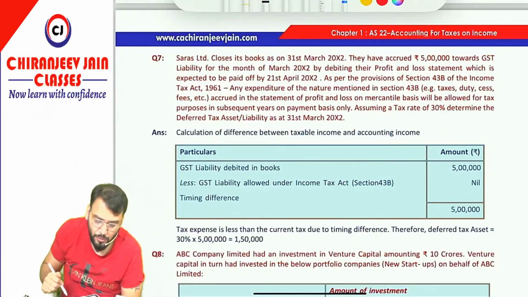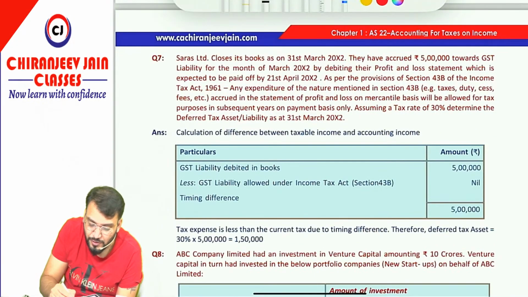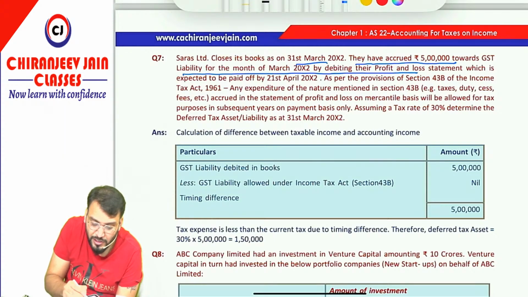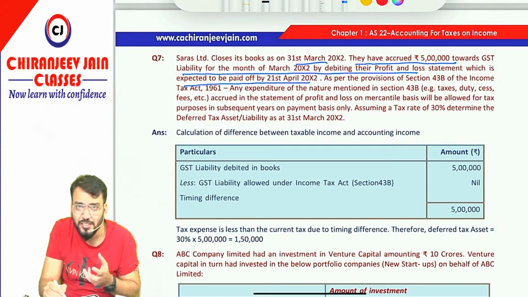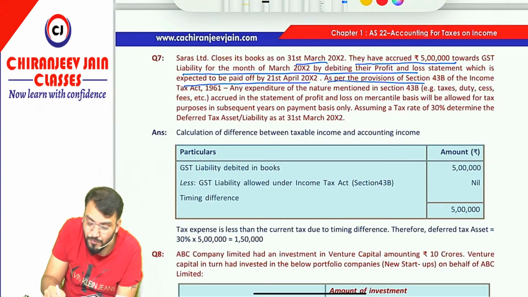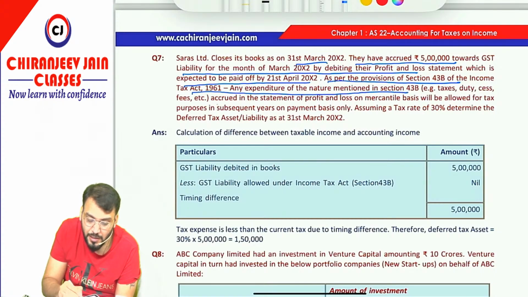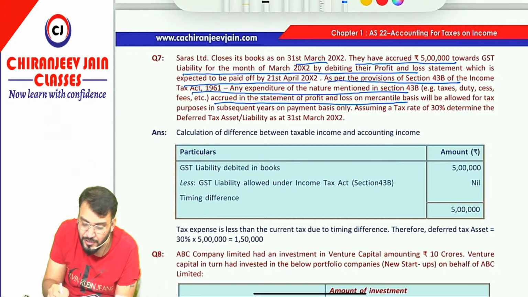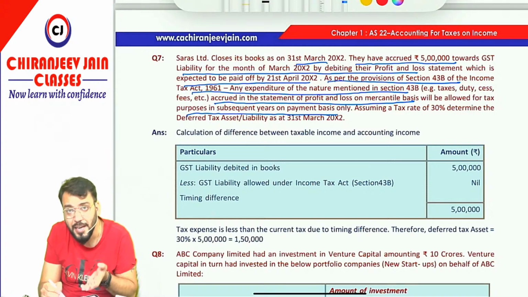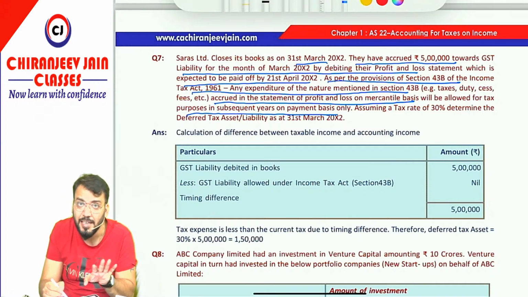You can say this is a simple question. Saaransh Limited closes its books of account on 31st March 2002. They have accrued 5 lakh toward GST liability for the month of March by debiting their profit and loss account, which is expected to be paid by 21st April 2002. It means some GST payable has been recorded as an expense in the books of account. As per section 43B of the Income Tax Act, any expenditure of the nature mentioned in section 43B accrued in the statement of profit and loss on mercantile basis will be allowed for tax purposes in the subsequent year on payment basis only. Means GST, when paid, then only will it be allowed under the Income Tax Act, otherwise disallowed.